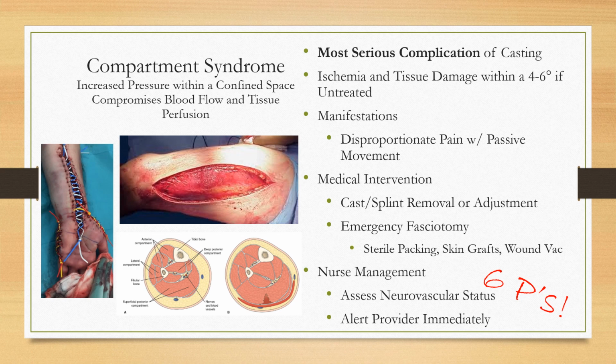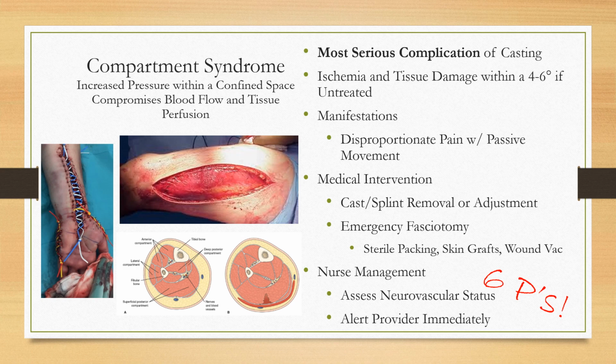You'll start to lose sensation, so you might have pins and needles at the beginning, but that'll progress to loss of sensation. You'll have paralysis because the muscle's dying, so it won't be able to move the limb anymore. So remember those 6 P's, okay? So what do we do?